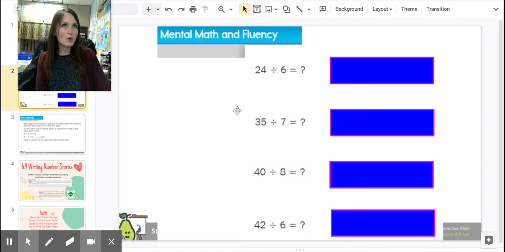All right, so here we always start with our mental math. I want you to go through and solve these division problems. Again, think about what we learned about that unknown number, right? Turn this division problem into a multiplication problem. 6 times what equals 24? If we're practicing our fact power, hopefully you can solve these using just your brain.